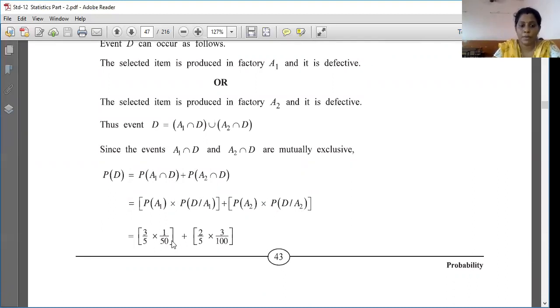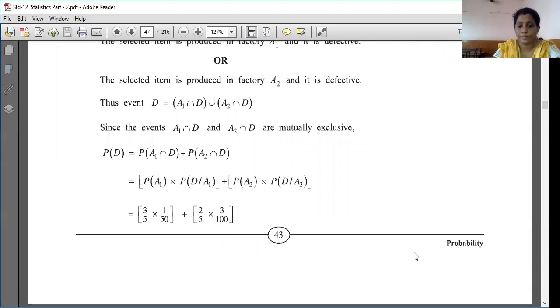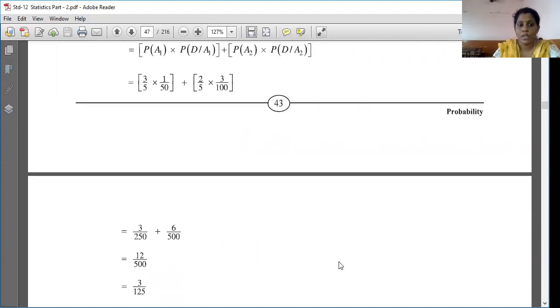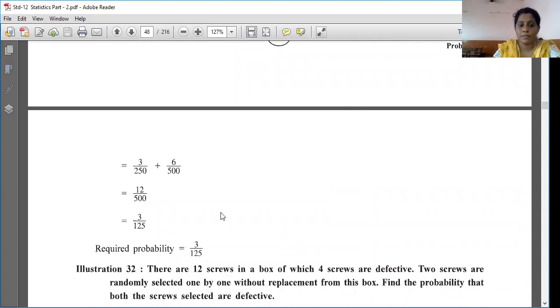So 3 by 5 into 1 by 50 plus 2 by 5 into 3 by 100, so that comes to 3 by 250 plus 6 by 500. After finding the LCM, your number will be 12 by 500, and that will be reduced to 3 by 125. So the required probability is 3 by 125. Okay. Now we'll see the next illustration, illustration number 30.